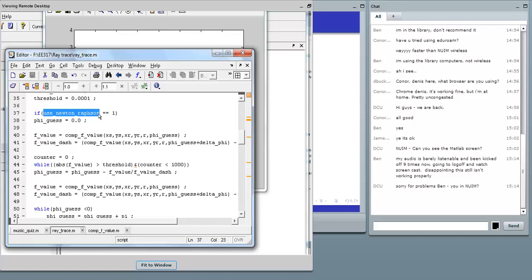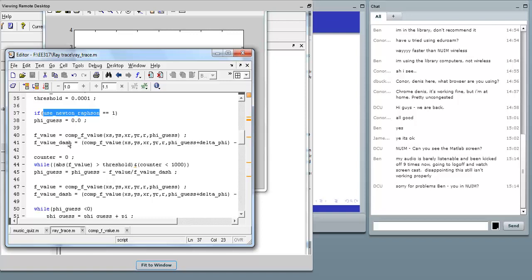We start off with an initial guess, x0. We'll make phi guess equals 0, so our initial point will be the rightmost point of the semicircle. We'll start there, phi guess equals 0. What do we do in Newton-Raphson? We work out the f value for that. So we feed that guess into our comp f value.